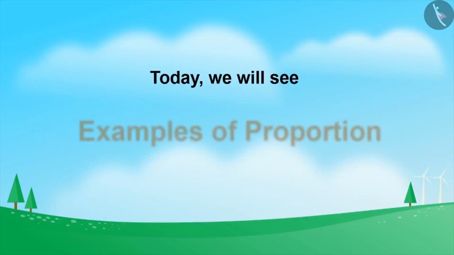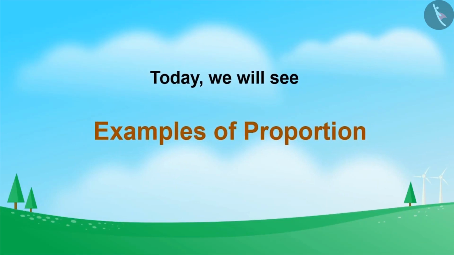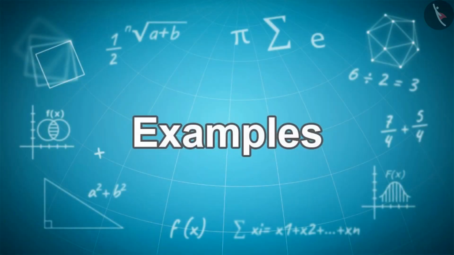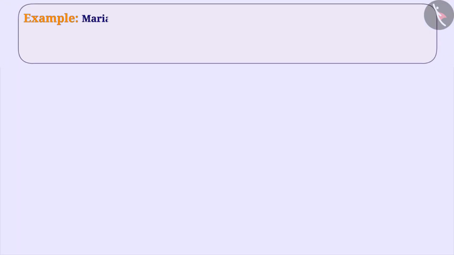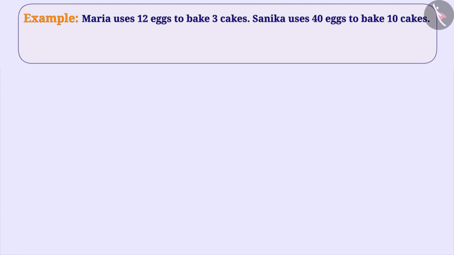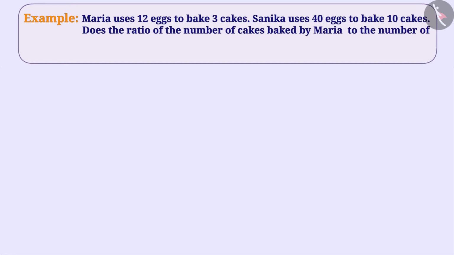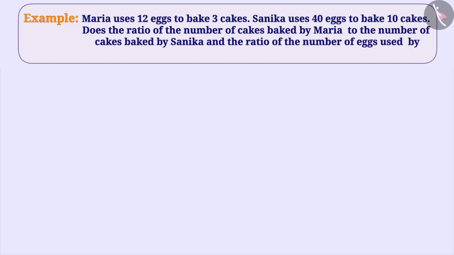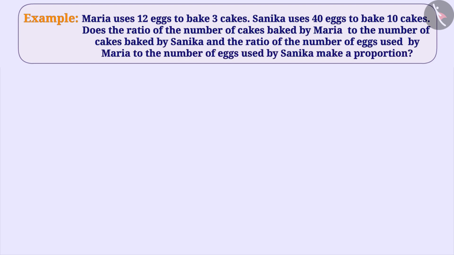Today, we will see some examples of proportion. Maria uses 12 eggs to bake 3 cakes. Sanika uses 40 eggs to bake 10 cakes. Does the ratio of the number of cakes baked by Maria to the number of cakes baked by Sanika and the ratio of the number of eggs used by Maria to the number of eggs used by Sanika make a proportion?